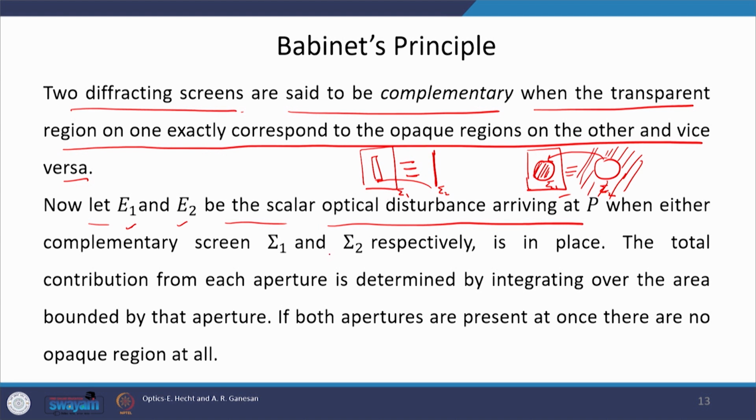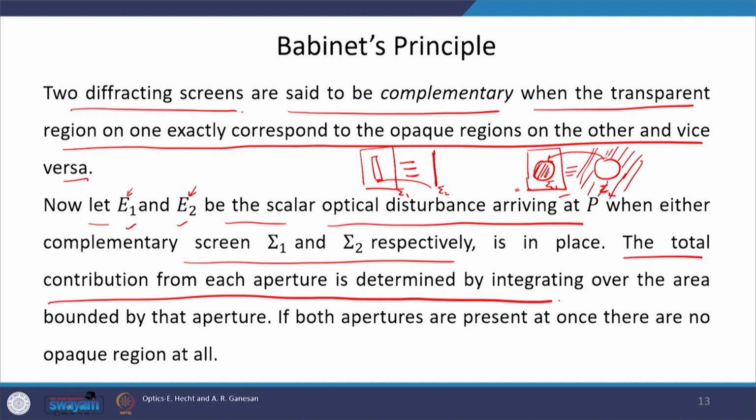Now, this statement says that if we put, for example, a circular aperture and then observe its diffraction pattern, say it is E1, and if we put a circular disc and then observe the pattern at the point of observation P, then the corresponding field is E2. If these E1 and E2 are the fields due to this complementary screen, then the total contribution from each aperture is determined by integrating over the area bounded by the aperture. And if both apertures are present simultaneously, then there is no opaque region at all.